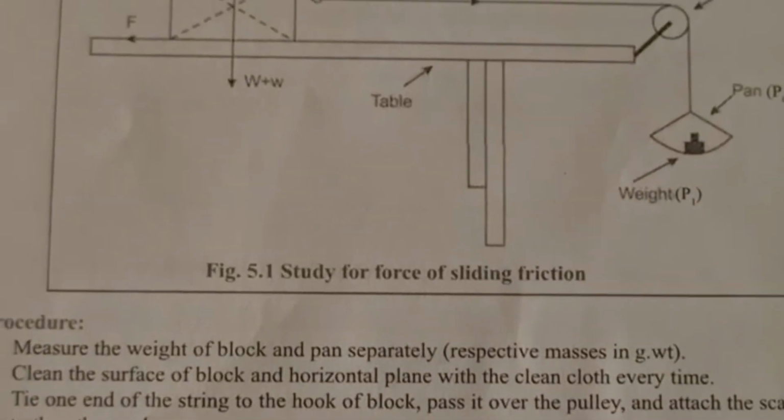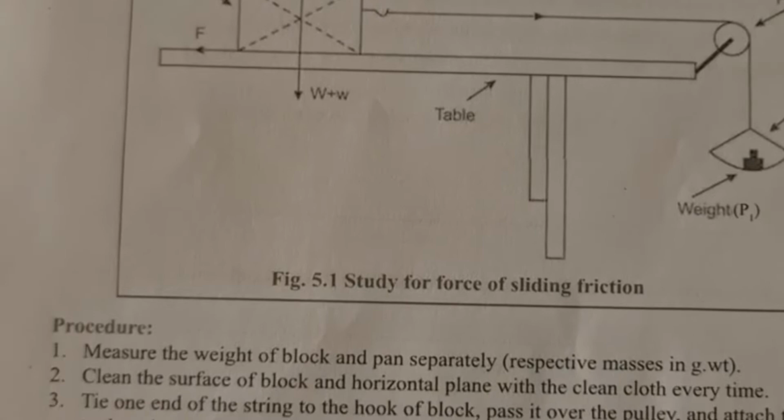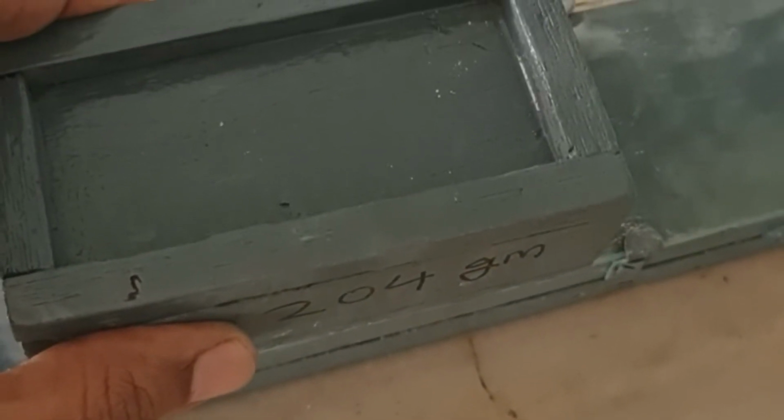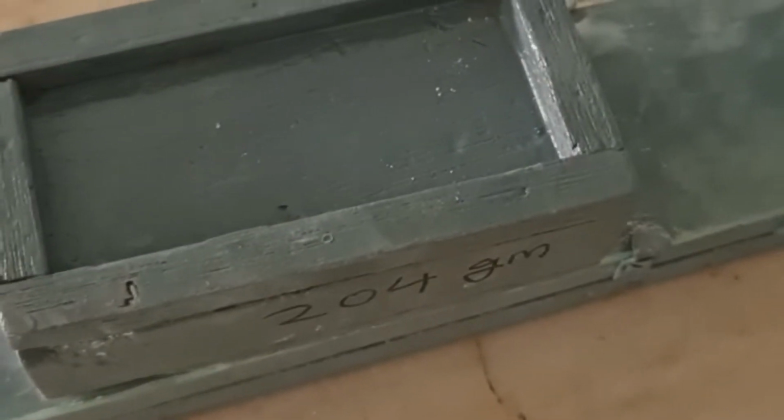We'll be doing a coefficient of static friction experiment. As you can see, what is given to us is a glass surface and this wooden block. So we'll be finding the static friction between this wooden block and glass.